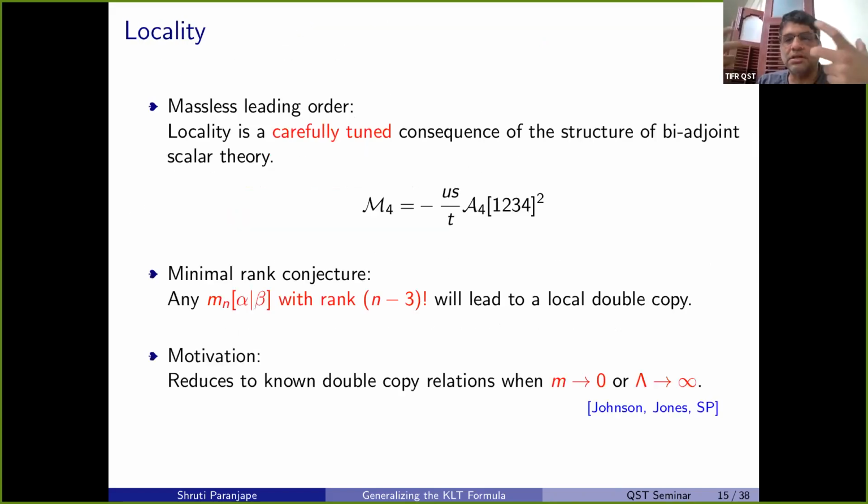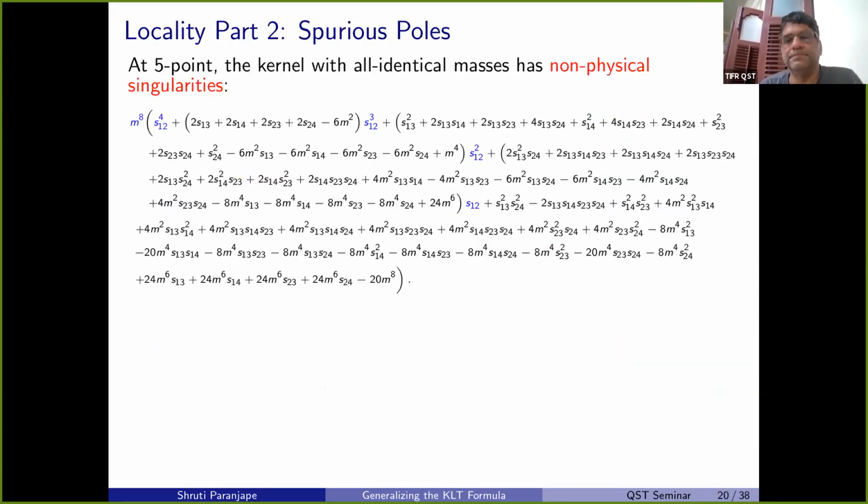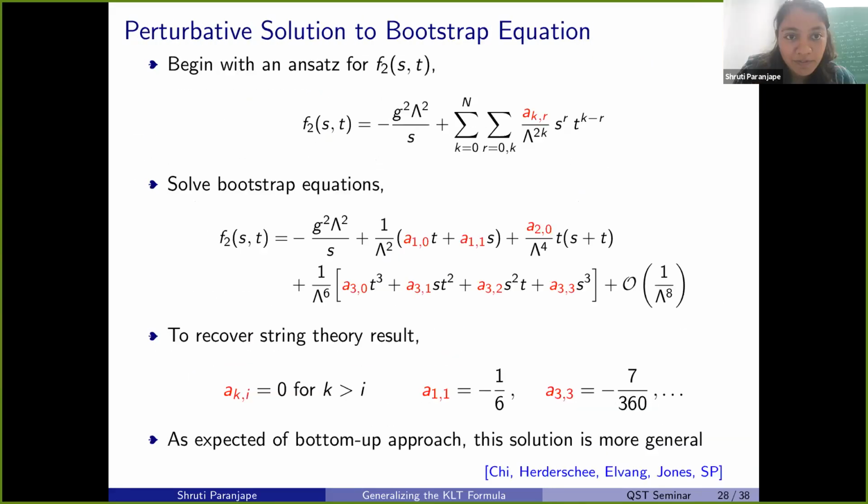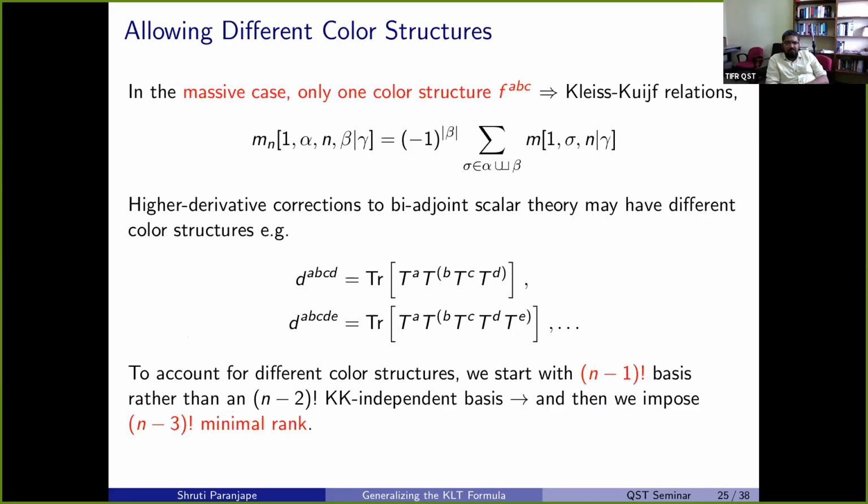So, Abhijit, I think it's a structural thing independent of the size of the matrix. Okay, so if you have things like this, then you won't have the Kleiss-Kuijf relations.